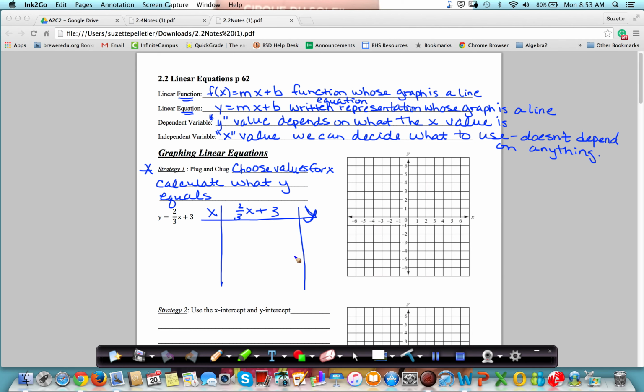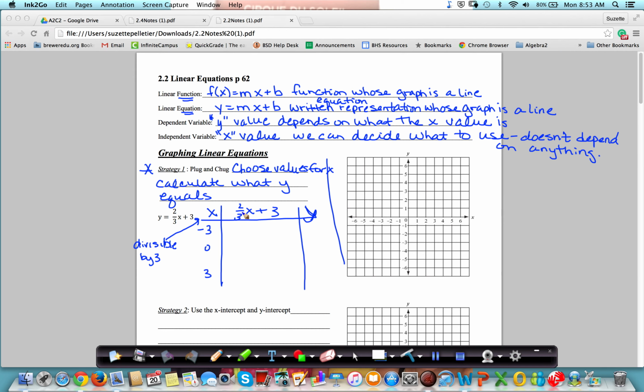So remember, when you're going to choose numbers to plug in here, be really smart about this. There's a fraction in here. So you want to choose values of x that are divisible by 3. Okay, divisible by 3. So we're going to do -3, 0, and 3. Why do I want divisible by 3? Because I want to eliminate that fraction. We don't like fractions. We want to try to eliminate them.